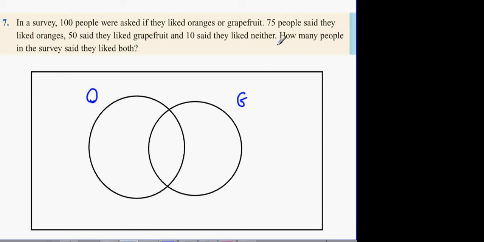Andrew, first piece of information. 75 people said they liked oranges. Where do I put the 75? In the yellow. We'll just start off with this at the start. 50 said they liked grapefruit. Put 50 here. And then 10 said they liked neither, so we put it on the outside. Now, the problem is, when I add the two of these together, what happens?